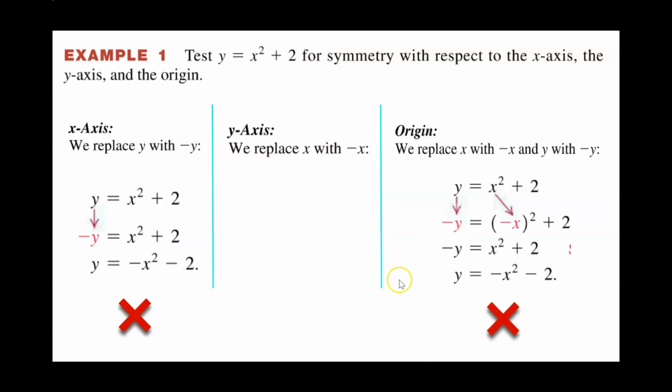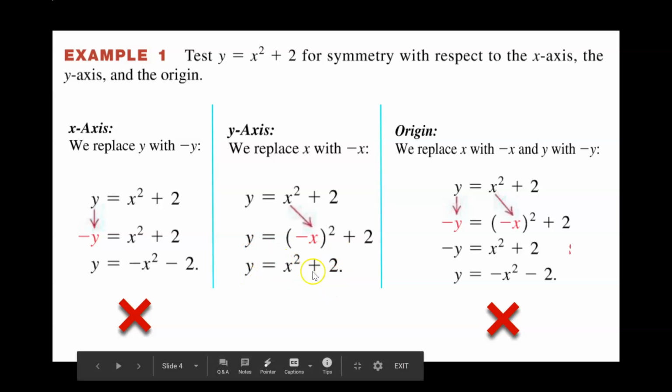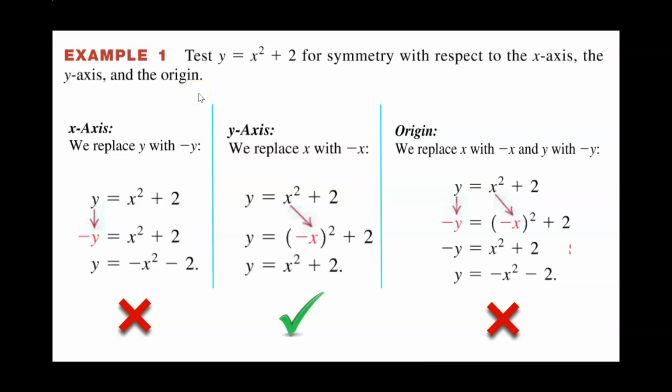So that's a no. However, if I just do the x, so with the y-axis, I'm just replacing the x with a negative x. So I'll put the negative in this place. I square it, I get a positive. I look at this original. This original looks exactly like what's given to me. So this is why it's symmetric to the y-axis.